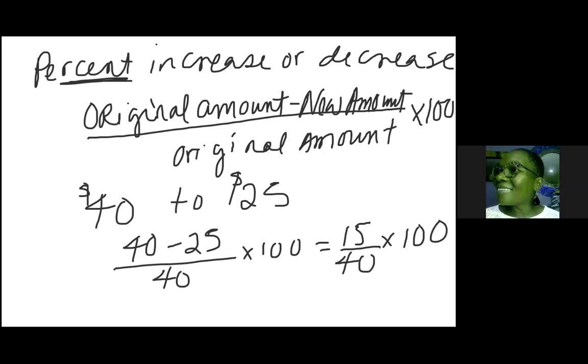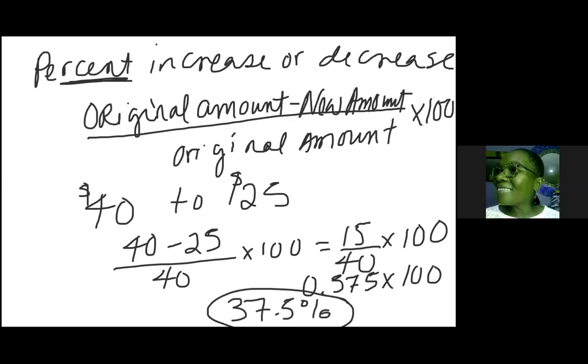So if you take the 15 divided by 40, it gives you 0.375. And if you times this by 100, guys, this turns out to be 37.5% discount. So that would be your percent decrease. Now, questions on this one, guys. These are very straightforward problems. We haven't gotten into anything that's remotely difficult, guys.